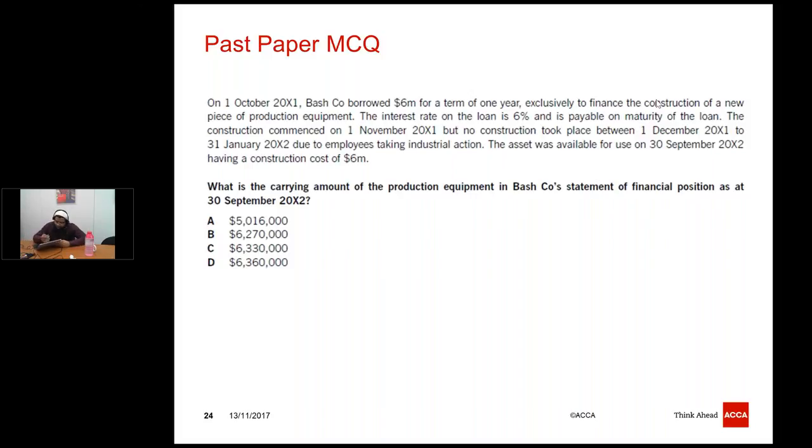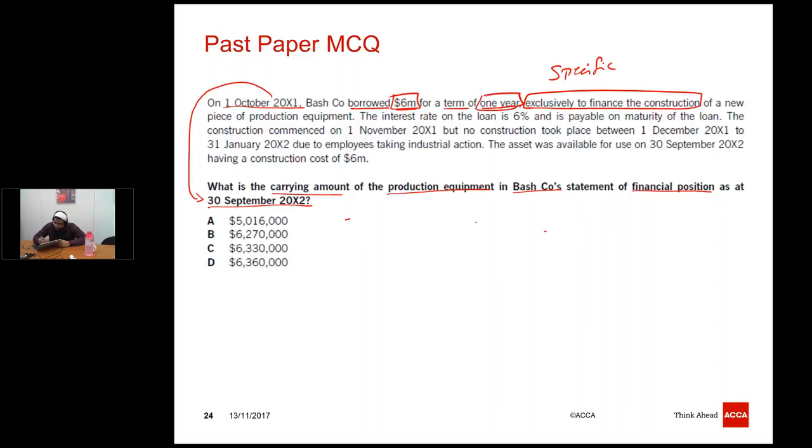Let's calculate now. The question is asking what is the carrying amount of the production equipment in Bash Company's statement of financial position as at 30th September 20x2. The question says that on 20x1, which means 1 year back, Bash borrowed $6 million for a term of 1 year exclusively to finance the construction. This means that this is a specific loan. And we have taken an amount of $6 million for 1 year. Of a new piece of production equipment, the interest rate on the loan is 6% and is payable on maturity of the loan. The construction commenced on 1st November 20x1.